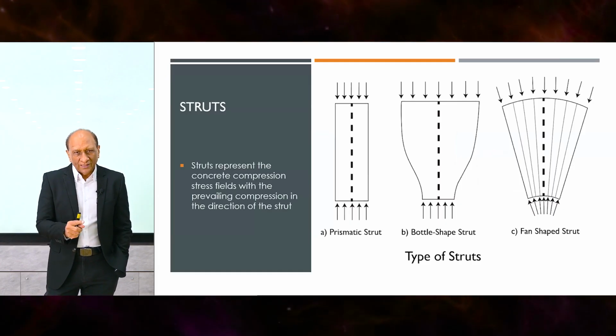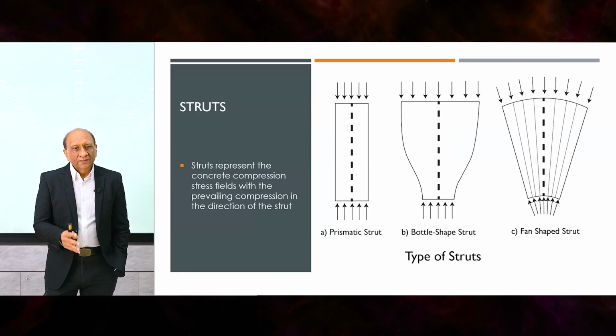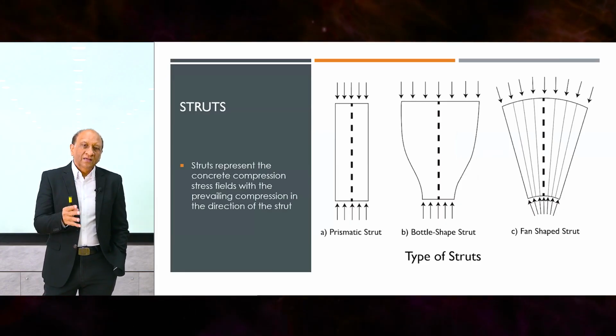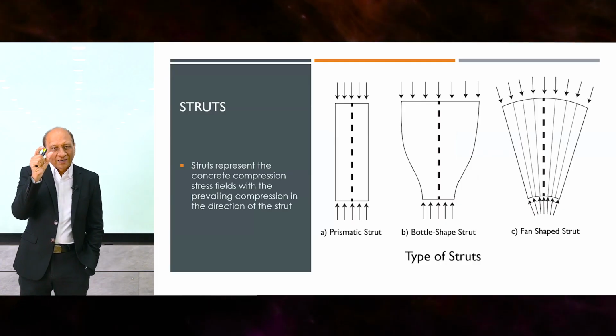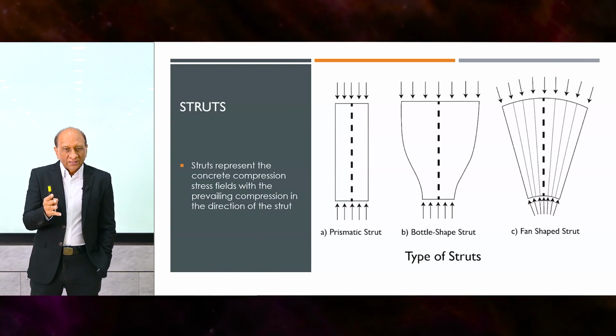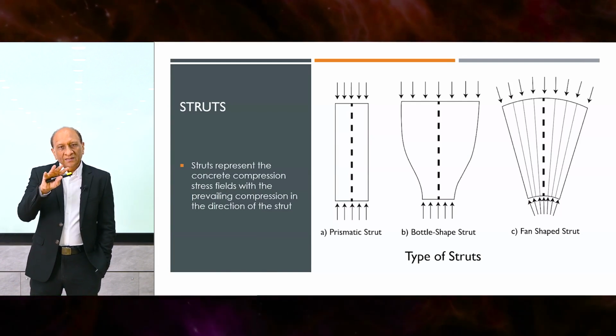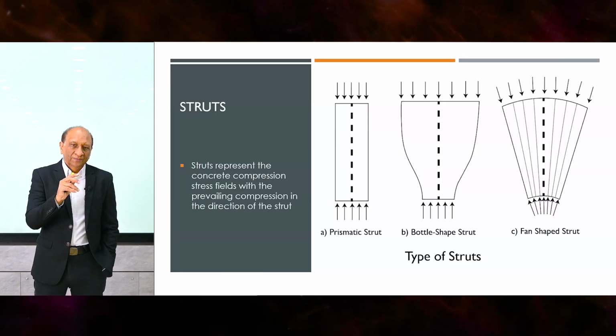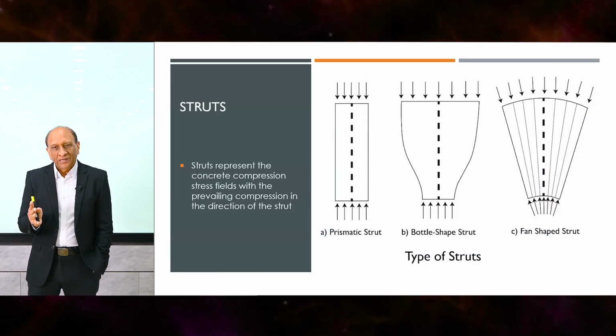Through the strut, just like a column, the stresses will flow. If the strut is uniform, it will just flow like that. But if it is a bottle-shaped strut, then it may have fans. It may spread out. And similarly, we have fan-shaped struts.